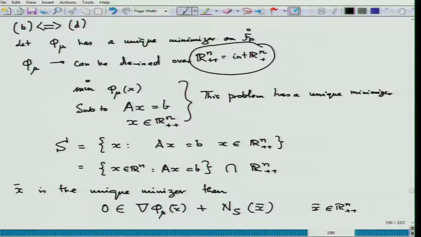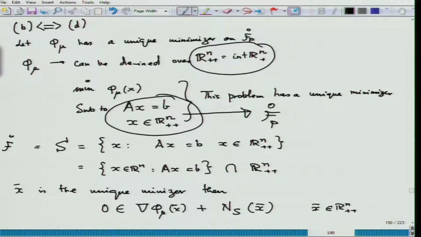And now, what we know, if we assume B to be true, is that this problem has a unique minimizer, because this thing constitutes the feasible set f naught p. So, I can write the feasible set which is actually f naught p here. Just for the sake of it, I am writing it in a simpler way. I am putting f naught p equal to S for the time being, which can be written as the intersection of these two sets.